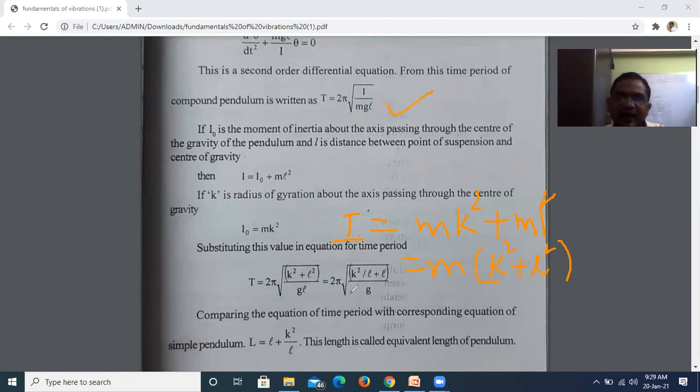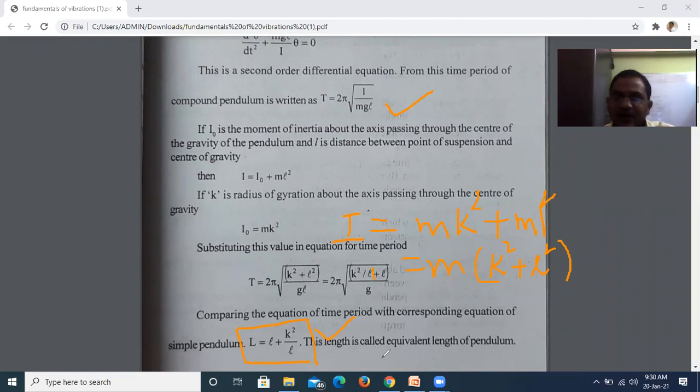That equals 2 pi under root, writing L in the denominator: k square by L plus L square by L is L. So 2 pi under root of, in bracket, k square by L plus L, whole divided by g. We have the formula for the time period of a simple pendulum, T equal to 2 pi root of capital L by g. So in the numerator, capital L, where capital L equals small l plus k square by L. This is called the equivalent length of the compound pendulum.